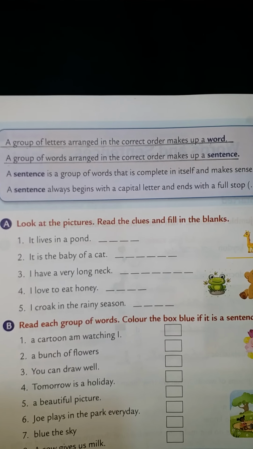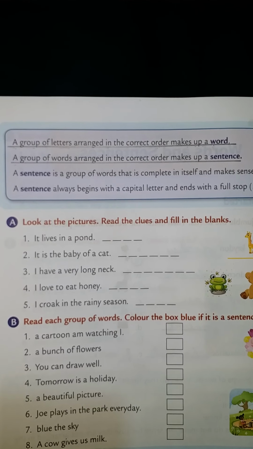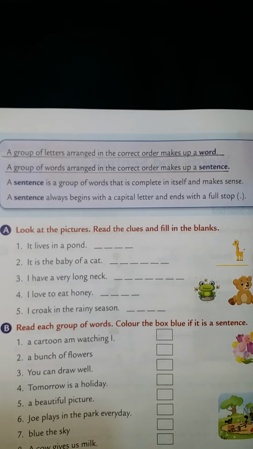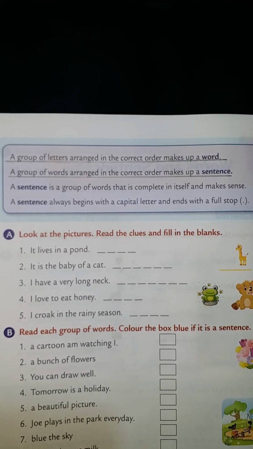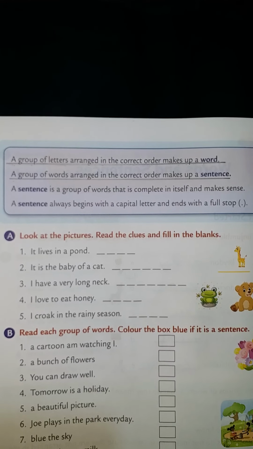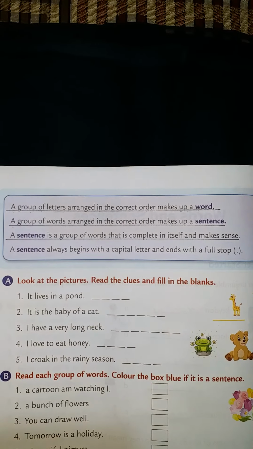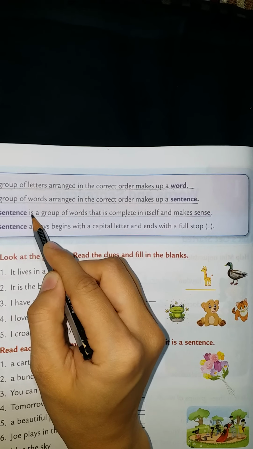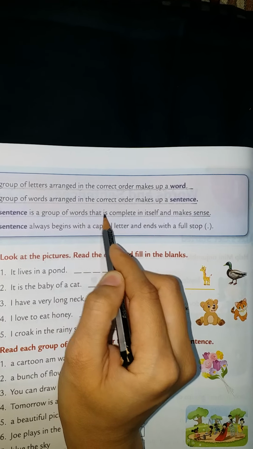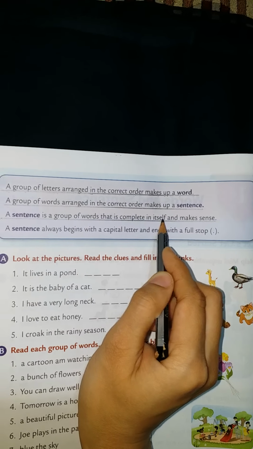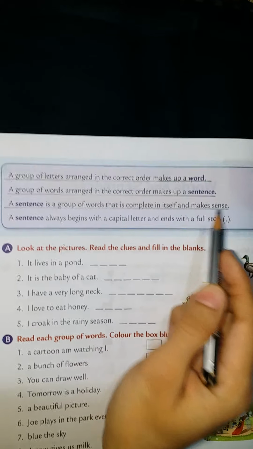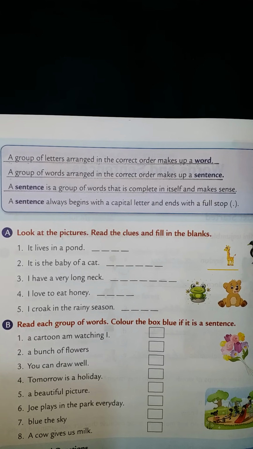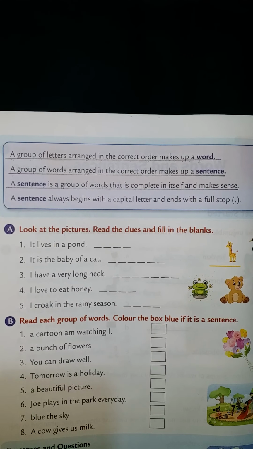Now you have to remember, a sentence can be called a sentence only when we get some meaning out of it. If it does not make any sense, it cannot be called a sentence. Now you have to repeat this. A sentence is a group of words that is complete in itself and makes sense. This is what I told you just now, that a sentence should always have some meaning. It should make sense.